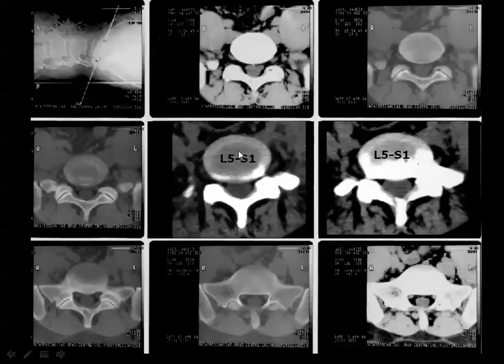Then go to the next section after that and look inside the spinal canal. If you see disc material, then you know that this disc is abnormal. But if you don't see any disc material, like in this case, this is the border of the sacrum, and this disc is normal.